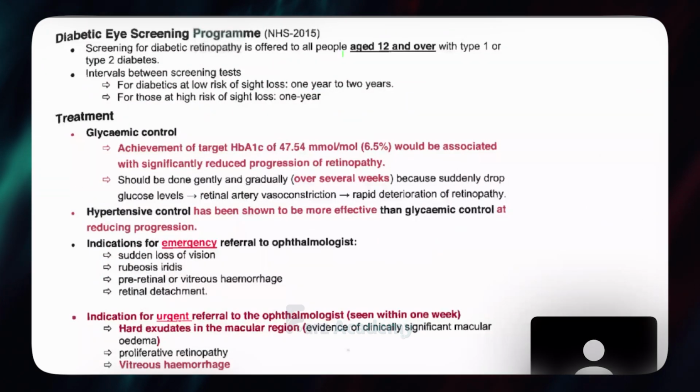For patients age 12 and over with type 1 or type 2 diabetes, screening should be offered to everybody. For diabetics at low risk, follow-up is 1 year or 2 years; for others, once a year. So anybody who is age 12 and over with type 1 or type 2 diabetes should be given the option of routine eye screening. And if they have an eye disease where vision loss is more probable, then once yearly follow-up. If not, it can be either once yearly or 2 yearly follow-up.